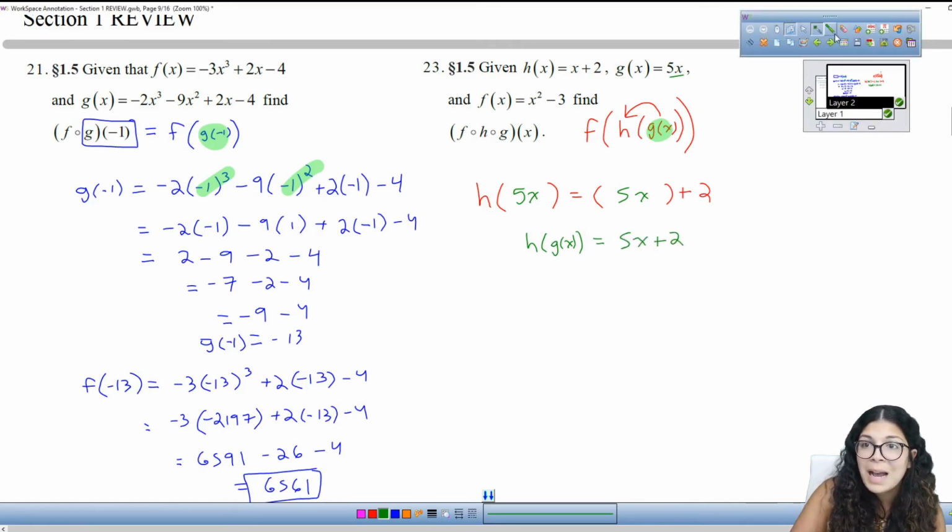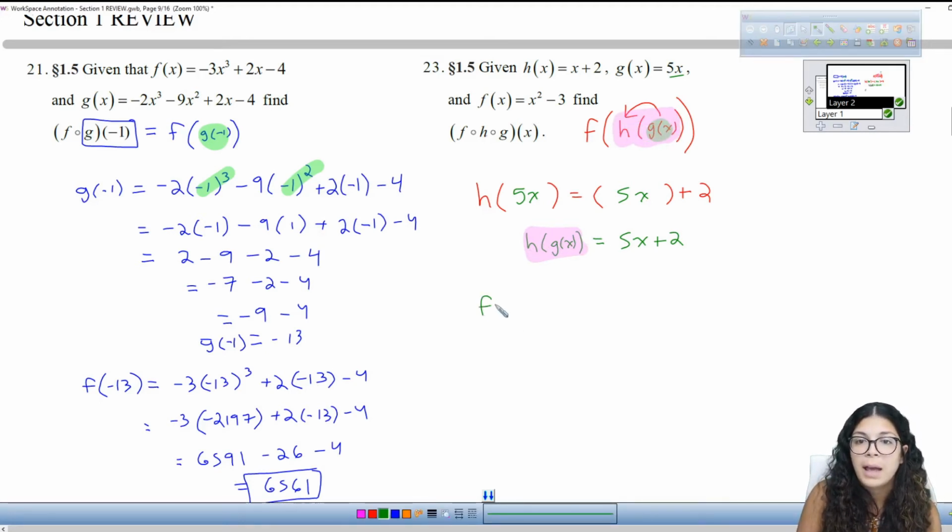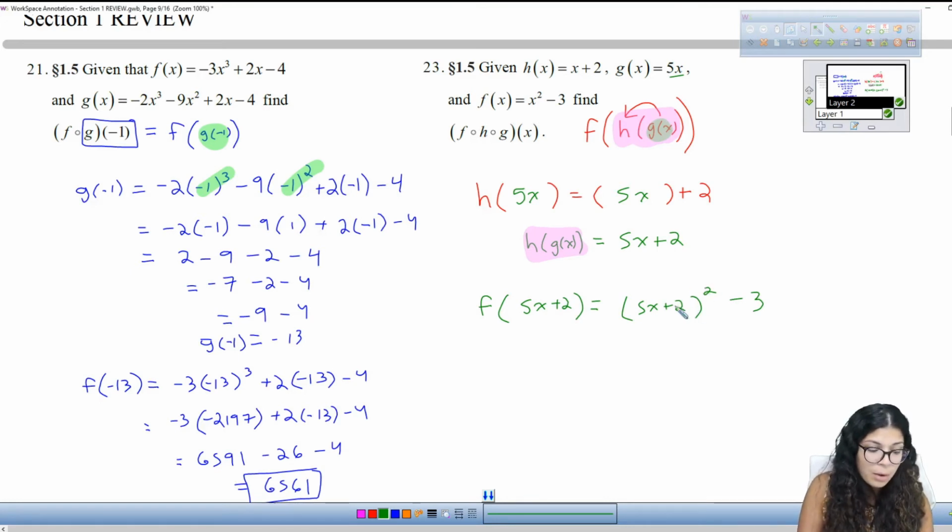All right, now I have h of g of x. So I can replace h of g of x here, right? F of input equals input squared minus 3. Now, that input that I'm putting in is h of g of x, and h of g of x is 5x plus 2. Remember, you can't just distribute that power, okay? You have to actually multiply 2 copies of 5x plus 2 multiplied together.